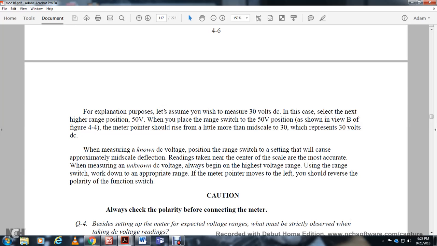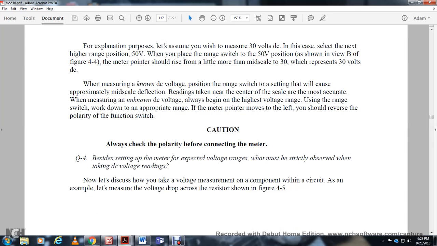When you must measure an unknown DC voltage, set the range switch to the highest voltage range, then work down to the appropriate range. A setting that gives an approximate mid scale deflection, near the center of the scale, gives the most accurate reading. If the meter pointer moves to the left, then you should reverse the polarity with the function switch. Caution: always check the polarity before connecting the meter.